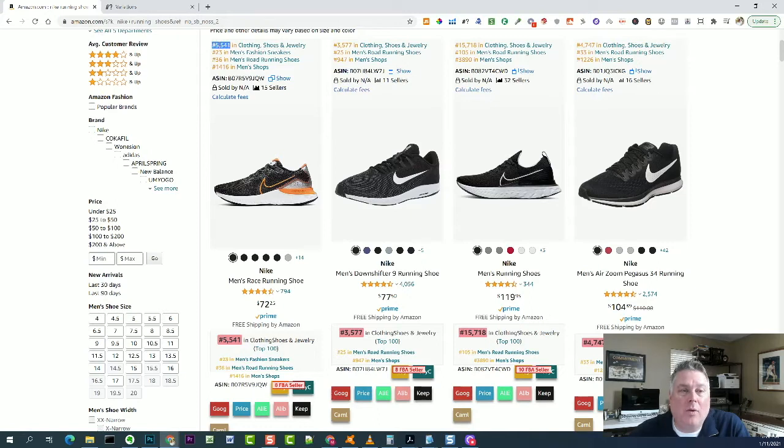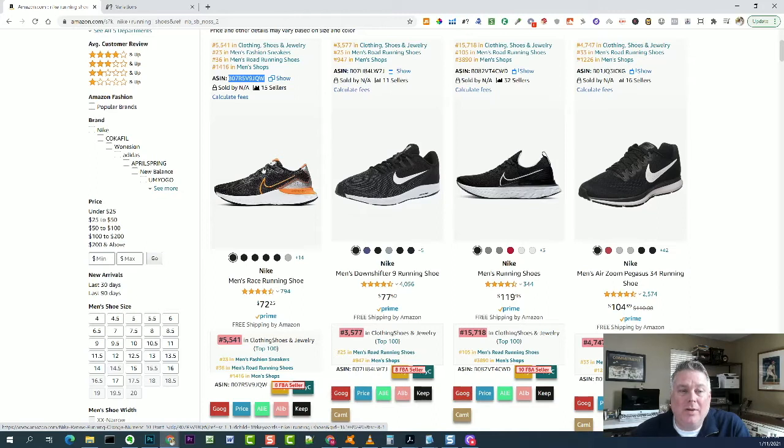So 5,541 is extremely good in clothing, shoes, and jewelry. It means it's the 5,541st best-selling product in that category. It shows you the ASIN. Now this ASIN is for the shoe. It's a parent listing for this shoe.